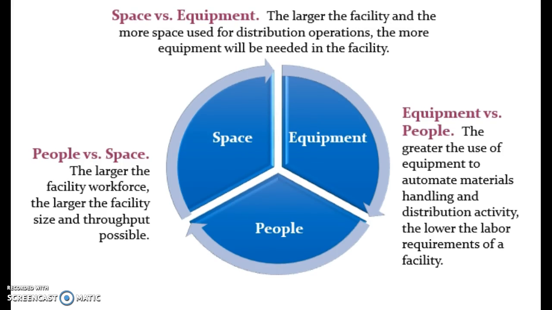The trade-off between distribution operations and customer service is another important point. The primary trade-offs and relationships include the following: space versus equipment. The larger the facility and the more space used for distribution operations, the more equipment will be needed in the facility. Equipment versus people. The greater the use of equipment to automate materials handling and distribution activity, the lower the labor requirements of a facility. People versus space. The larger the facility workforce, the larger the facility size and operation possible.